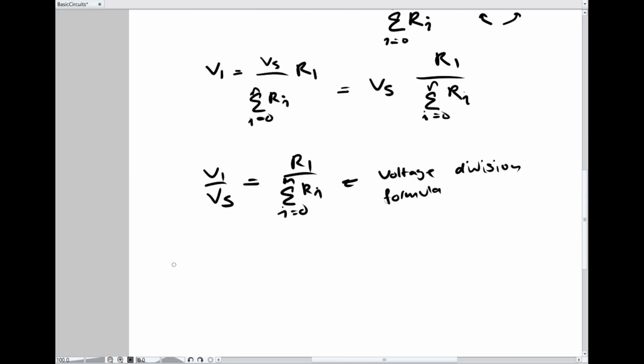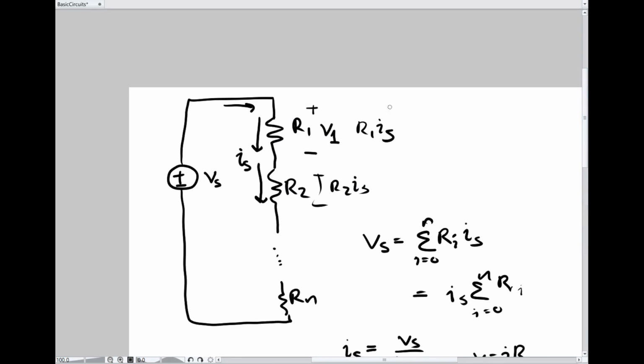Or more generally, Vj over Vs is equal to Rj over the sum of all the resistances. And you can generalize this. Say I want the voltage across the first two. Well, it's the first resistance plus the second resistance divided by the sum of all the resistances, which is equal to the voltage you wanted, I'll call it V12, divided by the total voltage, which is Vs.